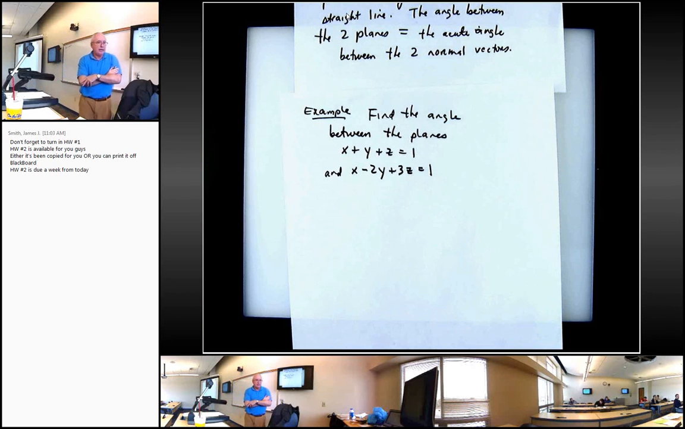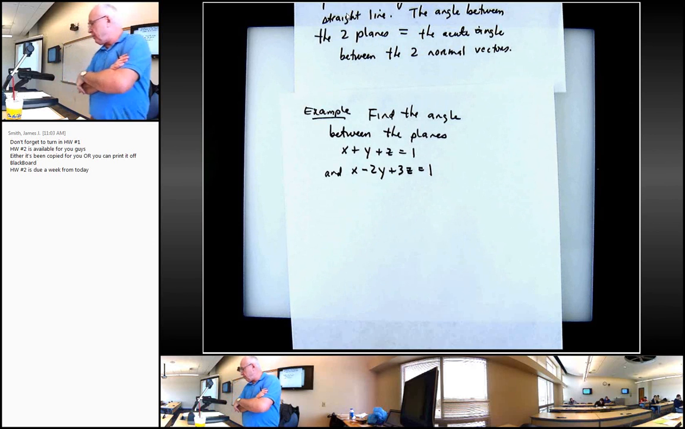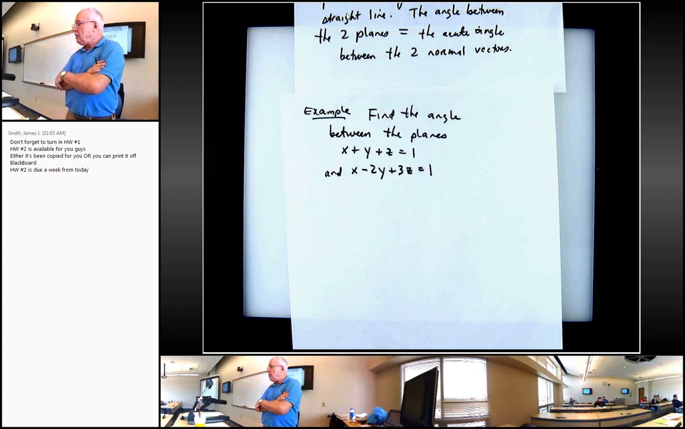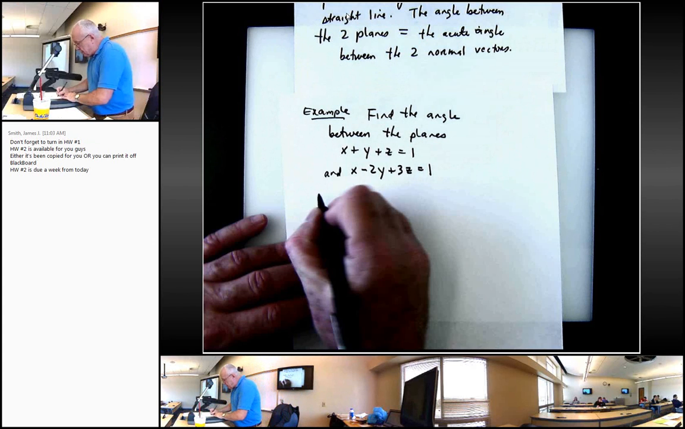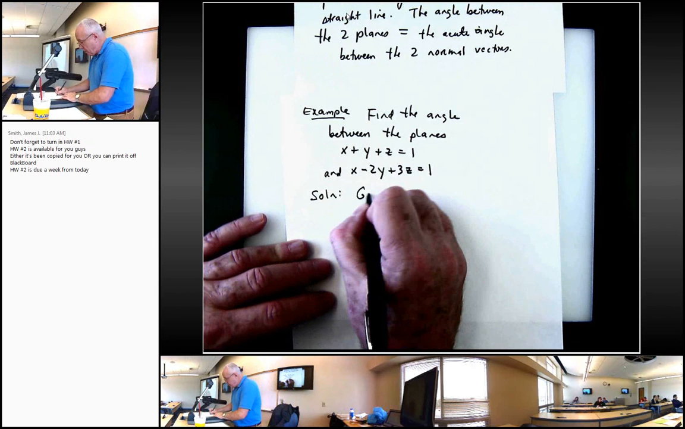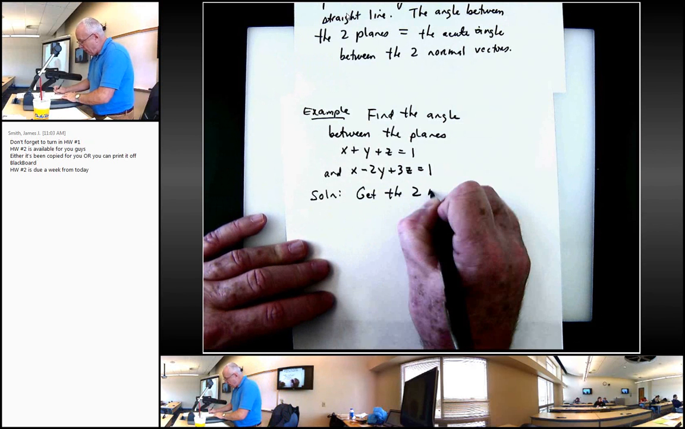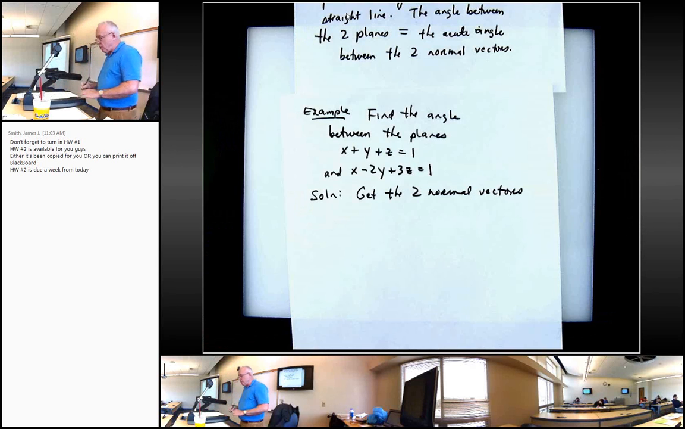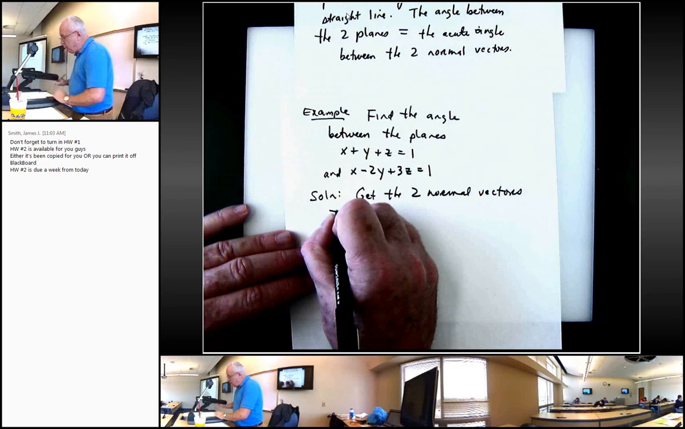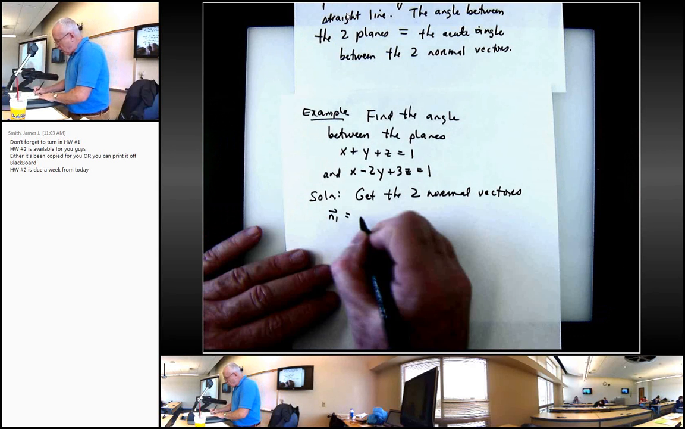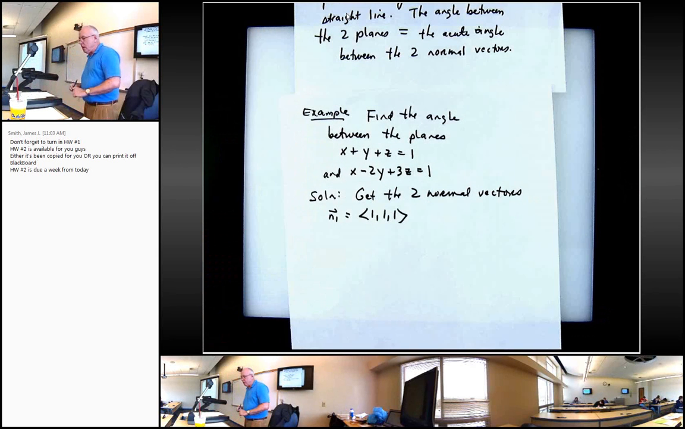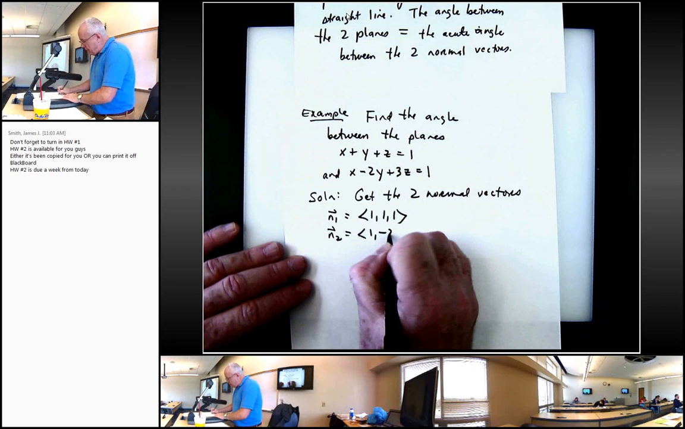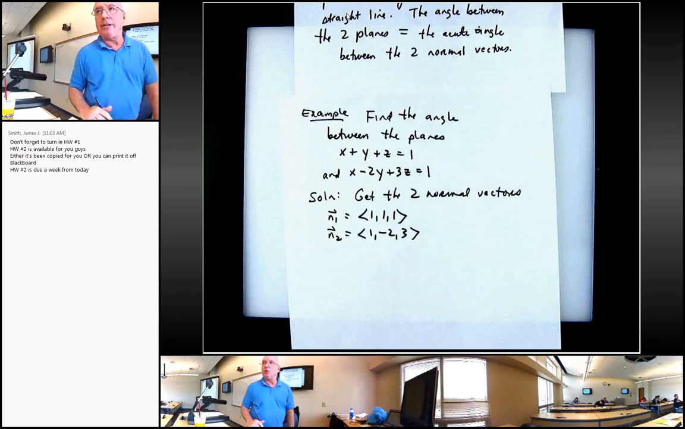Okay, so these planes are not parallel to each other. Their components are not a single scalar multiple of each other. So what we have to do is get the two normal vectors. What's the normal vector for the first plane, let's call it n sub 1? 1, 1, 1, exactly. My normal vector for the second plane is 1, minus 2 and 3. We'll read it right off the equation.